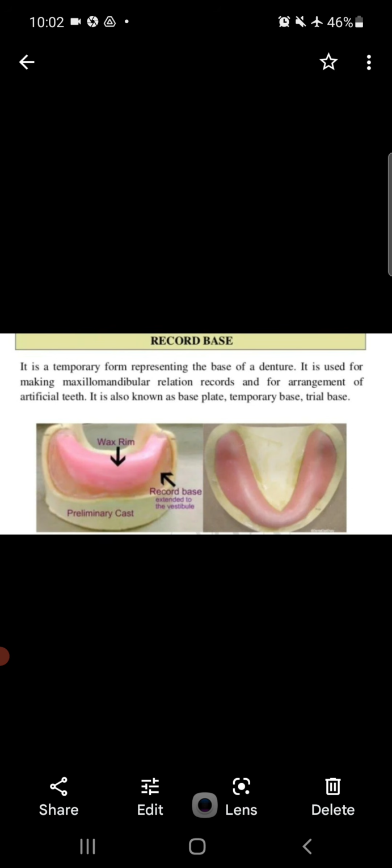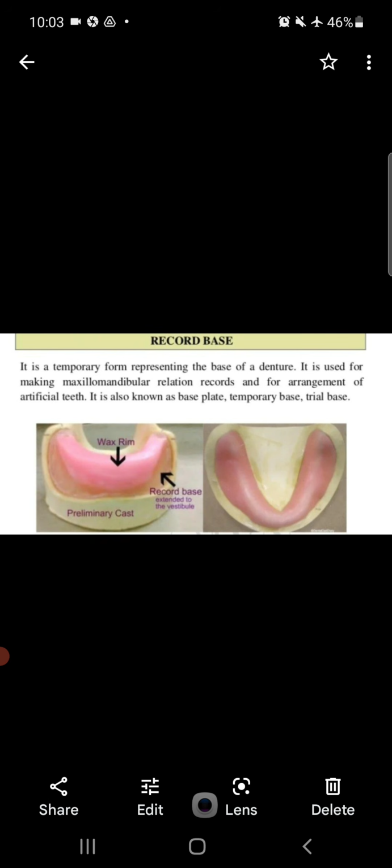Then this temporary denture base we check in the patient's mouth for retention, for smoothness, and if it irritates any area we should trim that area. Above that, the next step is the wax rim, meaning the occlusal rim, which is made by base plate wax. Now this is known as record base or base plate or temporary base or trial base.